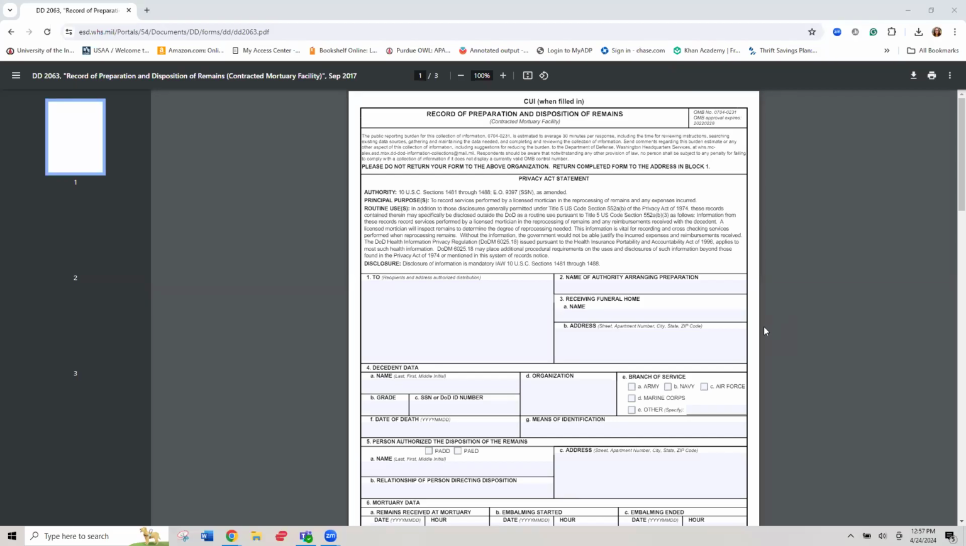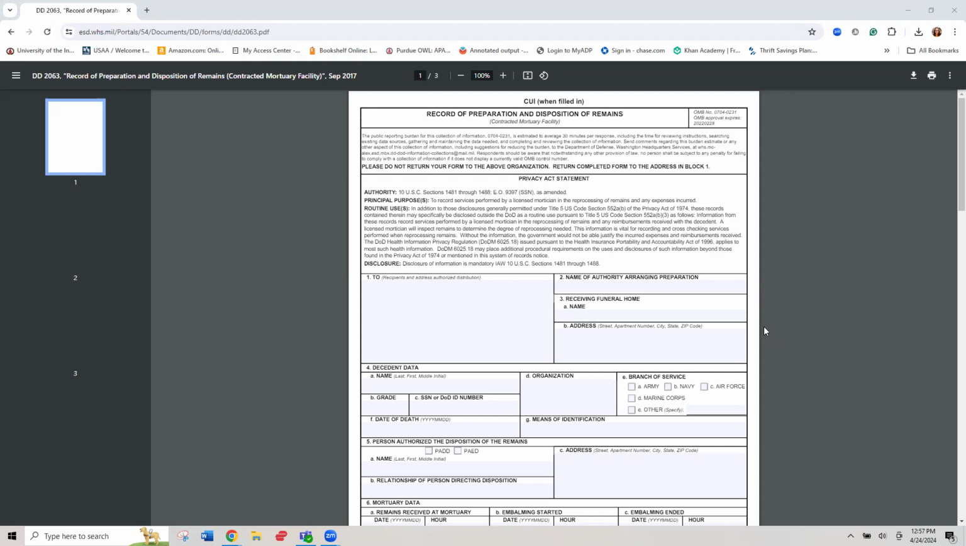Hi everyone, it's Dr. Lades, and I want to just describe the purposes and use of this record of preparation and disposition of remains. It is a DD 2063, and it is an embalming report that is used when the Department of Defense is coordinating initial care from a civilian funeral home.